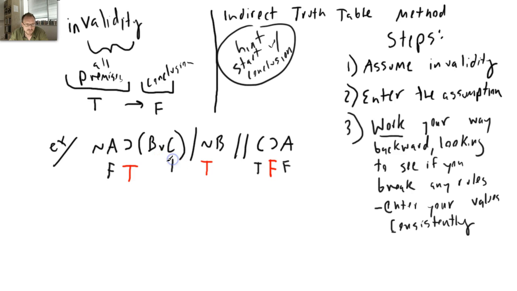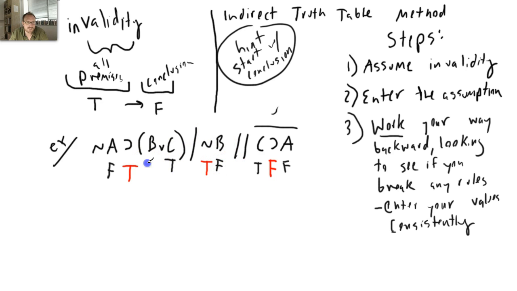Okay, now let's work our way backwards. Now you can see here, the conclusion I've entered in, my assumption's working out so far. Now let's move here to this premise. If this is true, then B has to be false.